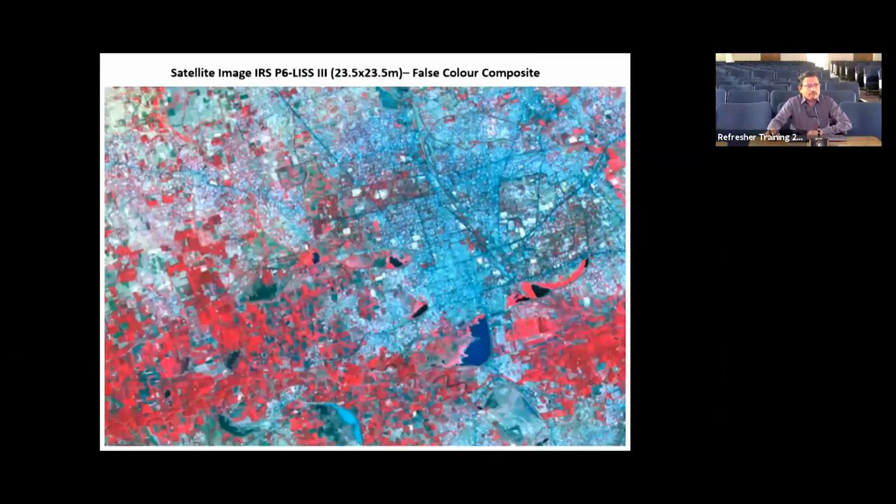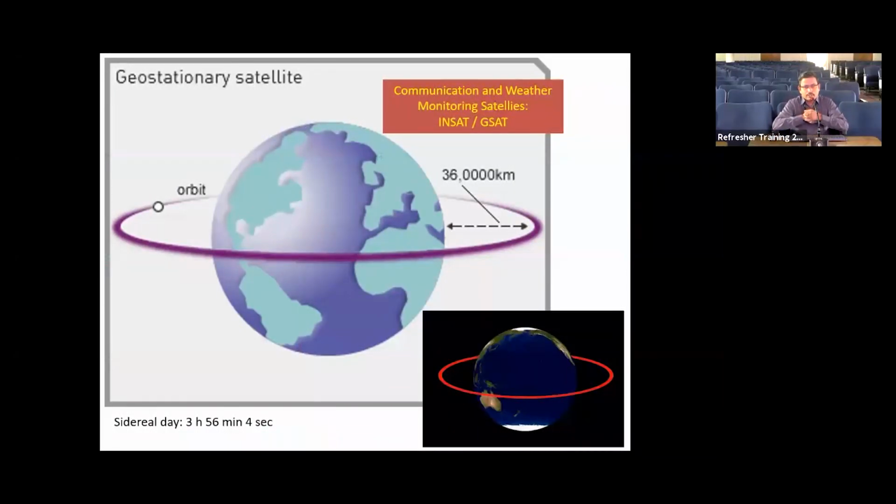On the other side, we have another set of satellites, namely geostationary satellites. Interestingly, these satellites are utilized for communication and weather monitoring purposes. The INSAT and GSAT series of satellites are placed in this orbit. They are at an altitude of 36,000 kilometers from Earth, exactly 35,786 kilometers. The biggest advantage is that they take exactly 1 day to complete one cycle.